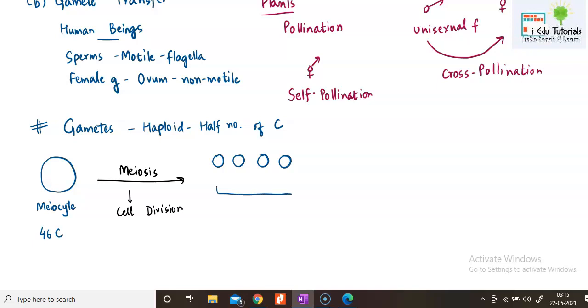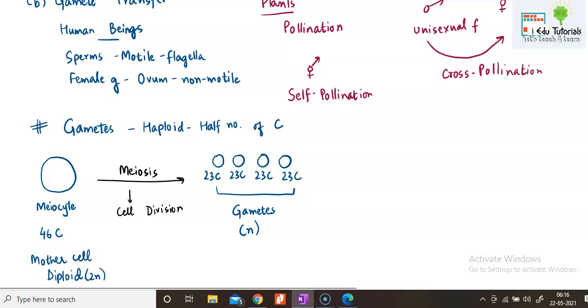Now, the cells which are formed by meiosis will be known as gametes. And all these 4 gametes, each of them will contain 23 chromosomes. Now you can see that this was the mother cell which divided to form the gametes. The mother cell had double the number of chromosomes, that is why we say it is diploid or 2n. And gametes always have half the number of chromosomes in comparison to the mother cell or the meiocyte.